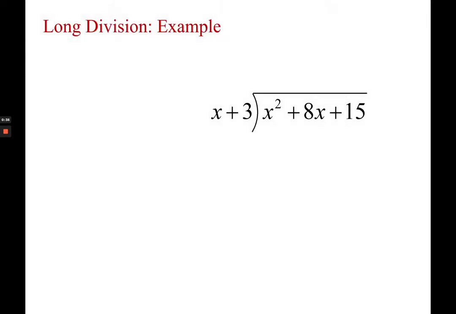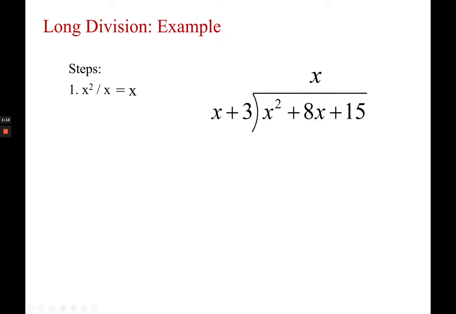Let's have an example right away. You have here the problem x squared plus 8x plus 15 divided by x plus 3. How do you begin your long division? You are supposed to divide first your x squared by x, and you have the result x. x is written on top of the 8x because they are the same term, and it helps you keep track of how much is left.